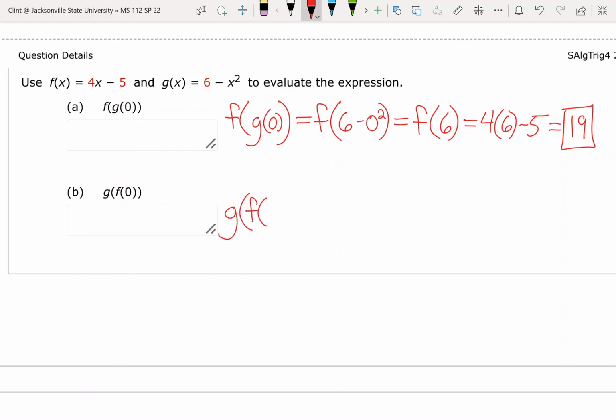Part B, we're just switching the order, so we've got to use f first. Okay. So f of 0 means we're going to go to f and plug in 0 for x. So we'll have 4 times 0 minus 5. So 4 times 0 minus 5 is just negative 5.